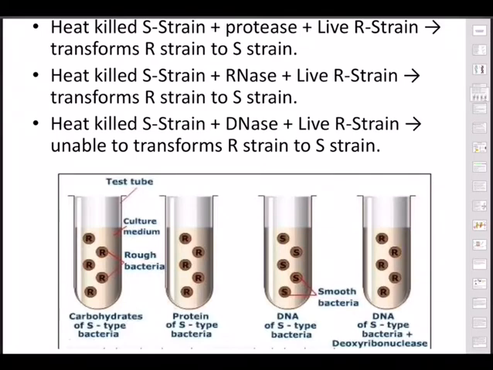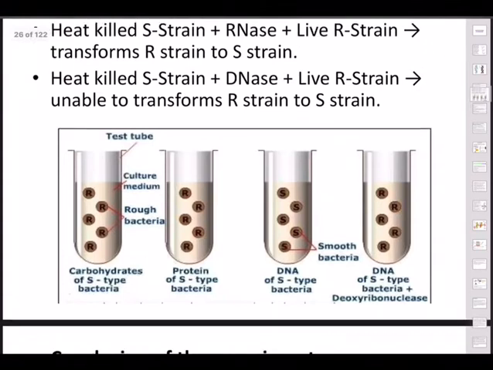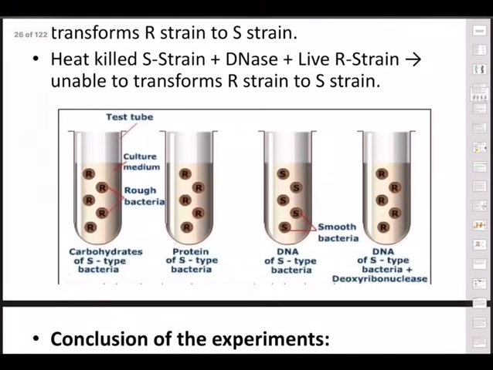And very interesting one, heat killed S strain, that is smooth strain. Now this time they have taken DNase, an enzyme. DNase means an enzyme that dissolves or digests DNA, and they have taken live R strain, rough strain. And now very interesting observation they made, unable to transform R strain to S strain. So that's how they have come to a conclusion that it is not proteins, it is not RNA, but it is DNA which is the transforming principle.